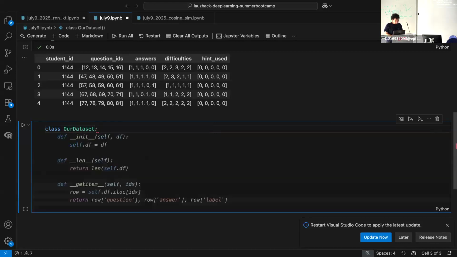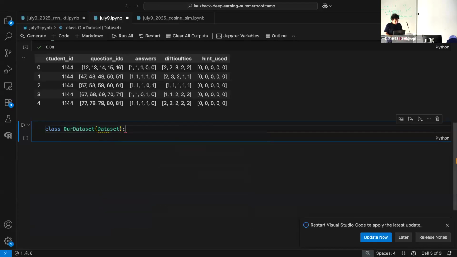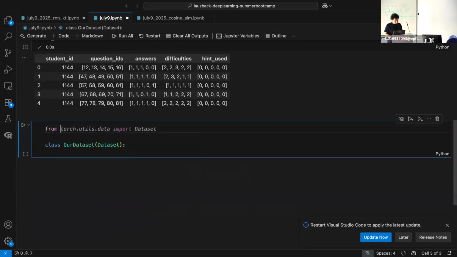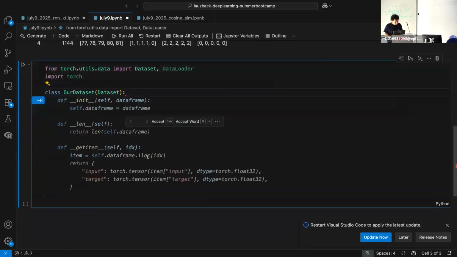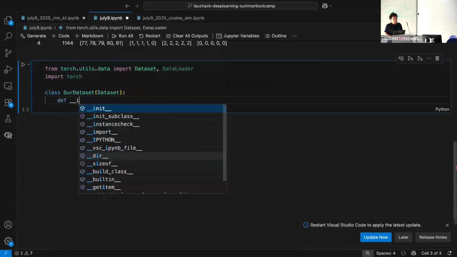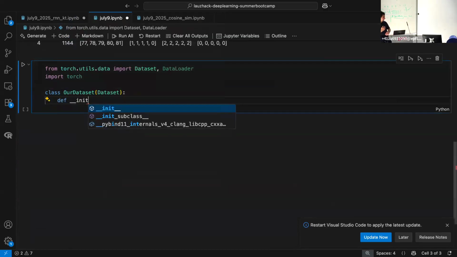Class data set, which inherits from data sets. I need to import data sets, maybe also data loader. I just accept the suggestions of Copilot. It almost wrote the whole thing, but let's write it in a way that I can tell you what exactly we are writing.